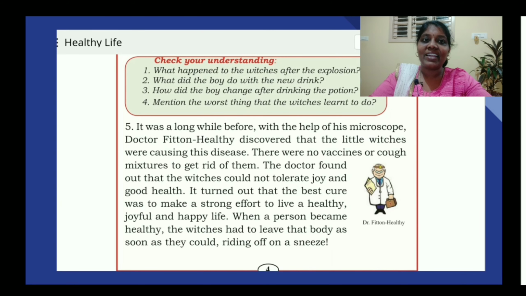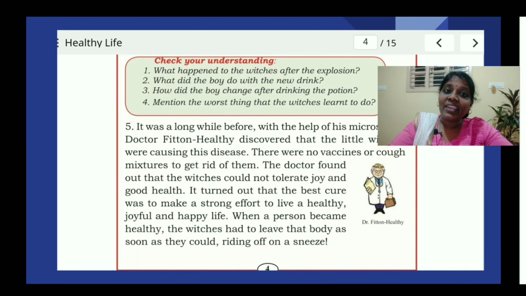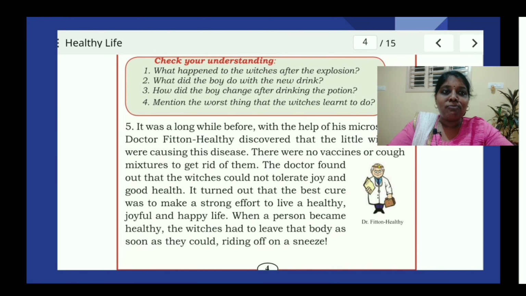Let's check our understanding. Based on paragraphs 3 and 4, we have 4 more questions. What happened to the witches after the explosion? All the witches turned into tiny creatures. What did the boy do with the new drink? The boy found the bottle and he thought that it would be a new drink and he swallowed it fully.